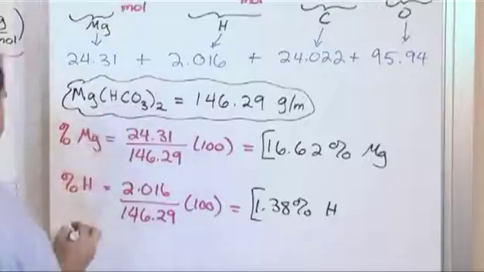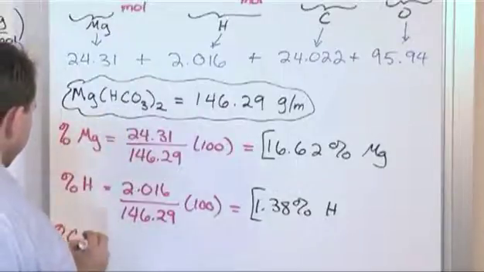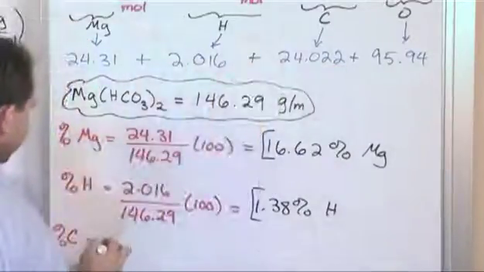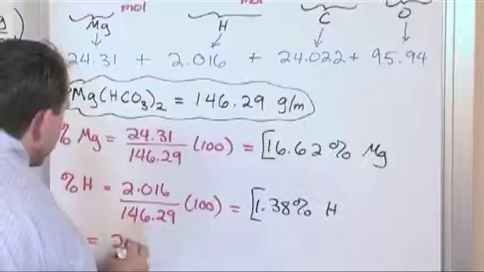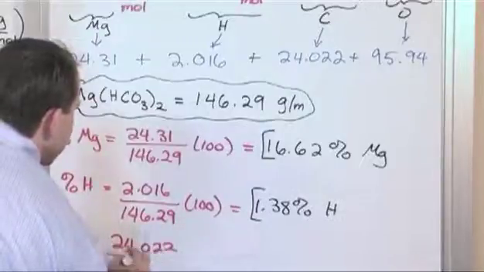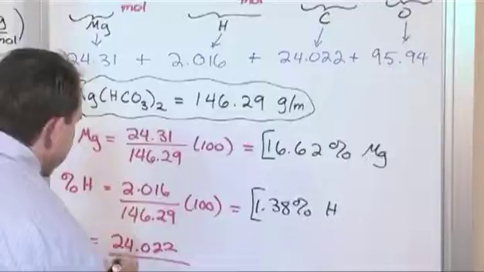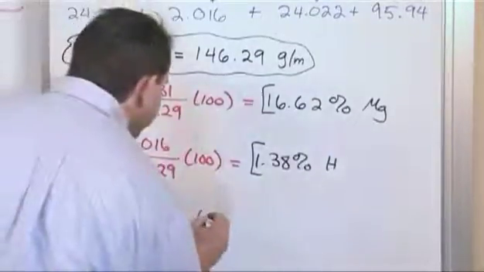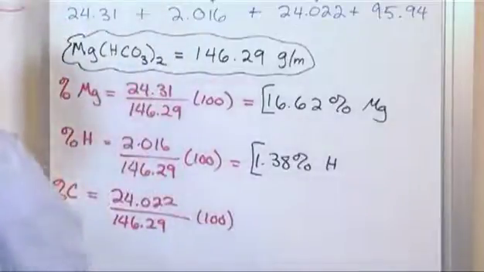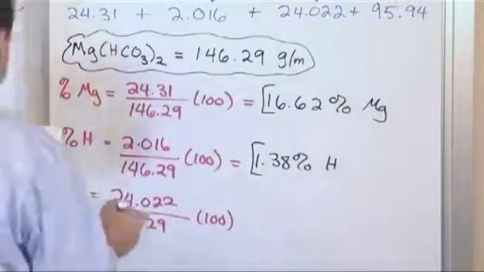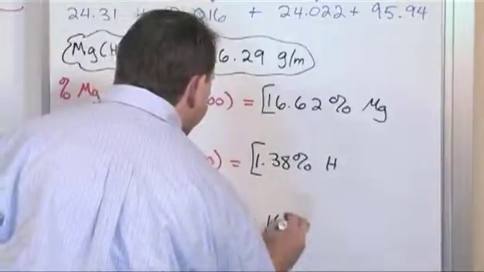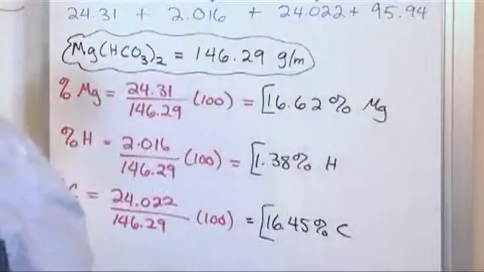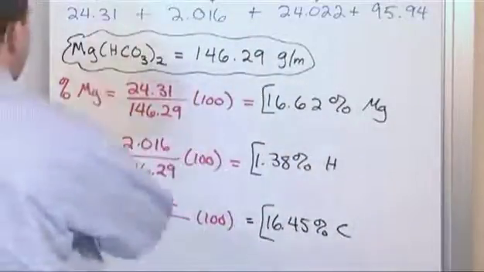Next, let's go to the next atom, carbon. Again, part over whole. We look back at our calculations. This is how much carbon we had in a single molecule, 24.022. And then the whole entire thing had a mass of 146.29 grams per mole. Obviously you have to multiply by 100 because this is just going to give you a decimal. Then what you'll have is 16.45% carbon. All right? And then finally, there's only one other element in here, which is oxygen.